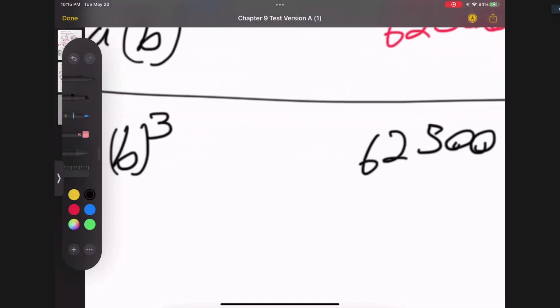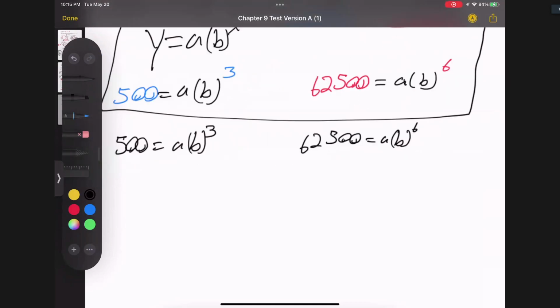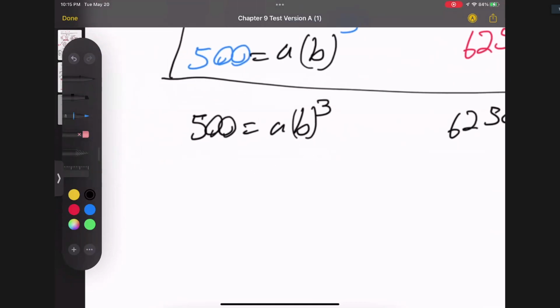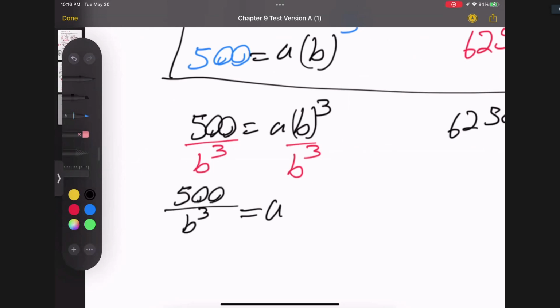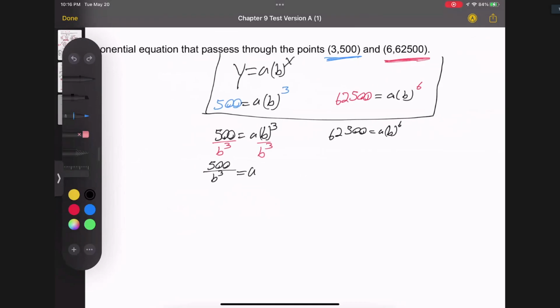So this is exponent 3, exponent 6. That means exponent 3 is lower, so I need to get this a by itself. Divide by b to the power of 3 on both sides. I want to get a by itself. That is my goal. A by itself. So divide by b to the power of 3. That means right here, so far, a is going to be equal to 500 divided by b to the power of 3. That's what I do know for sure.